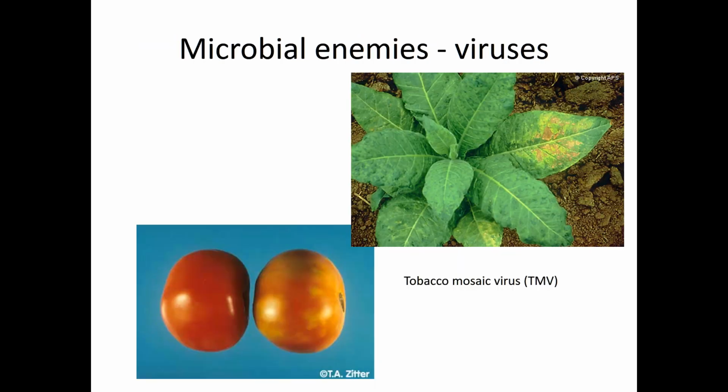So plants don't just get fungi, they also get viruses. Now viruses are not really well understood in plants, but there are a couple that are pretty common. Usually viruses are transmitted by insect vectors, so they don't just blow around in the wind like smuts and rusts do. Instead, they get transmitted by insects.